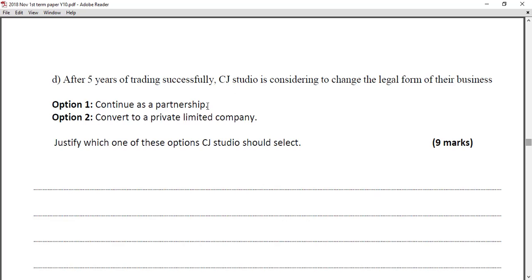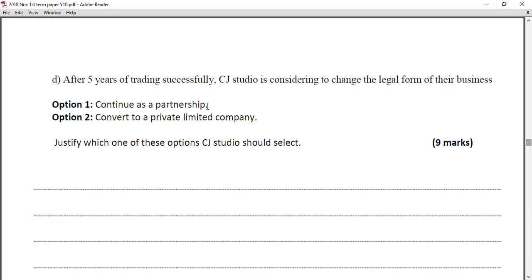Another advantage is that in a partnership business, they not only share the work, they can share the losses as well. As a result, if Chris and Johnny make a bad decision, sometimes losses can occur, and the burden and the losses can be shared among them.